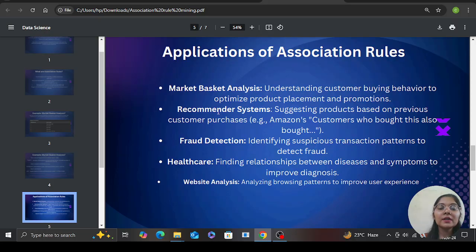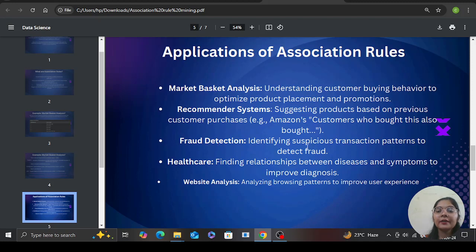Now, the second application is a recommender system, suggesting products based on a previous customer purchase. Like we have already seen that sometimes on our apps like Blinkit, Zomato, and all, they give suggestions based on our search history and based on a previous order. It is just like that recommender system. For example, Amazon's customers who bought this also bought.